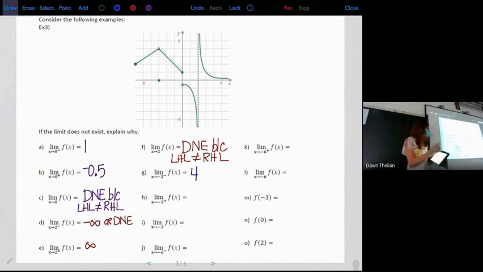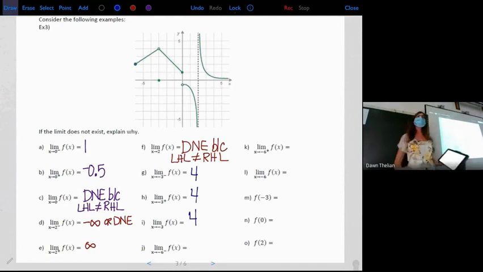The limit as I approach negative 3 then from the right, again, what does it look like I'm approaching? The 4. So if from the left and from the right are both going to 4, then what's the limit as I approach negative 3? 4. And it does not matter that there is a hole in the graph there.